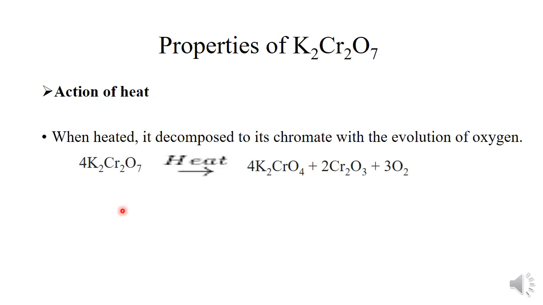So the third property is the action of heat. When heated, it decomposes to its chromate with the evolution of oxygen. As soon as we strongly heat potassium dichromate, it undergoes decomposition and gets converted into potassium chromate along with the formation of chromium oxide, simultaneously with the evolution of oxygen. Whenever we strongly heat potassium dichromate, what will it convert into? Chromate with the evolution of oxygen.